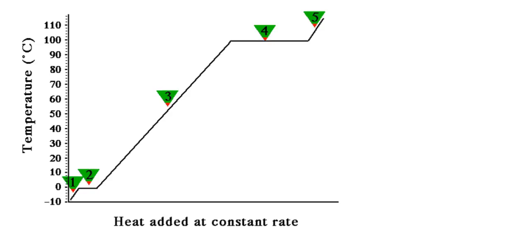Okay, this is your video on heating curves. What we have right here is the heating curve for water. A heating curve shows, on the x-axis, how much heat is being added at a constant rate. So usually we have heat increasing as we go from left to right. And then on the y-axis we have temperature.